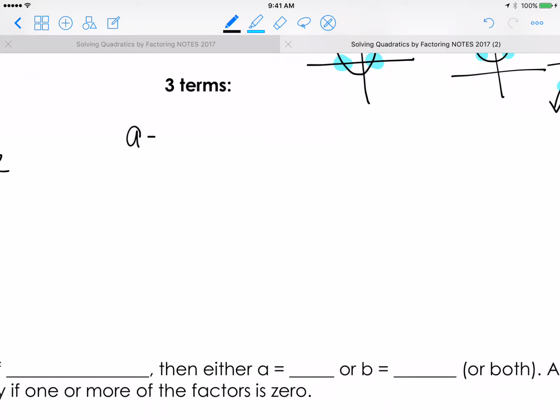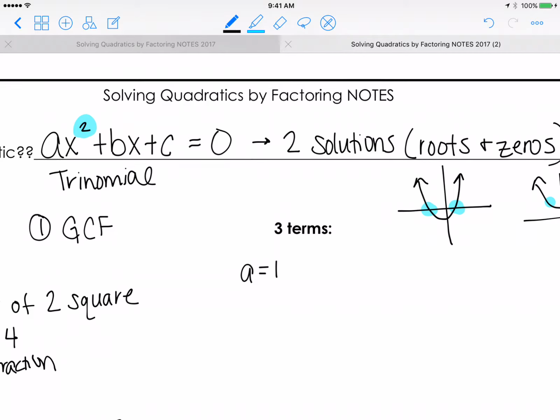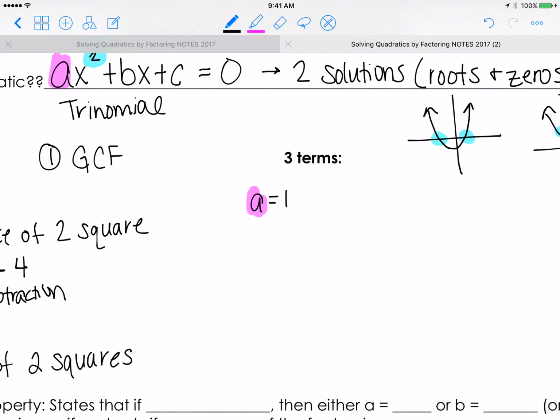But if A is equal to 1, remember it's this A up here, let me change colors right here. This A right here is the A that I'm talking about. If your leading coefficient is 1, then we would just do our X box, which hopefully you guys are familiar with. It's how we factor things. And then you would solve. And if you don't know what X box means, that just means you're trying to find factors that multiply to your C and add to your B. We'll talk about that in a minute too.